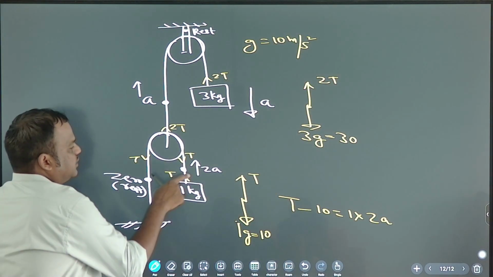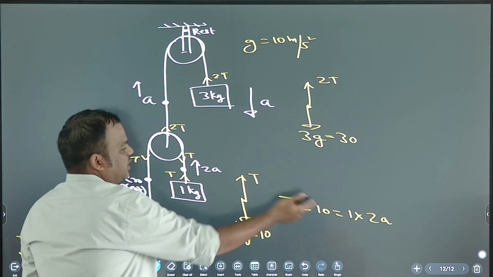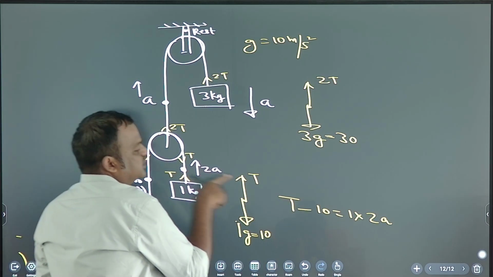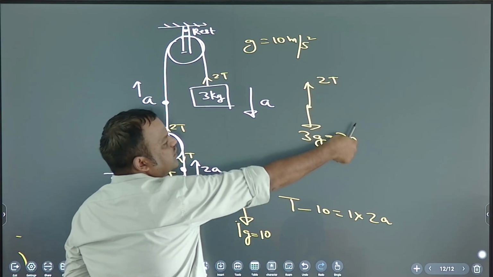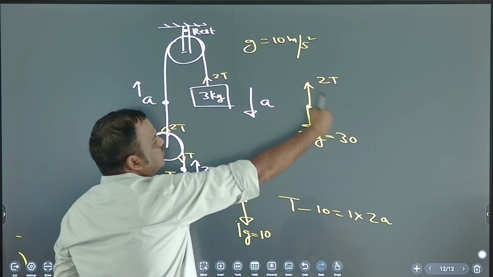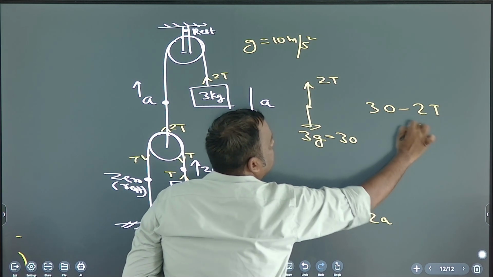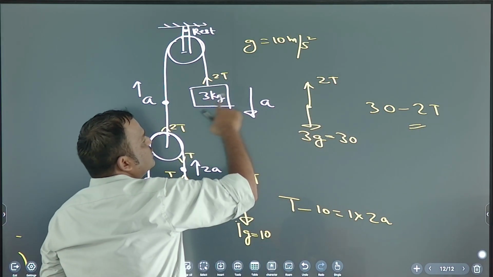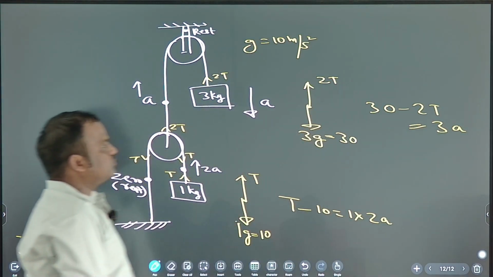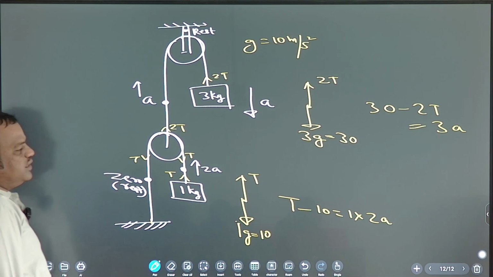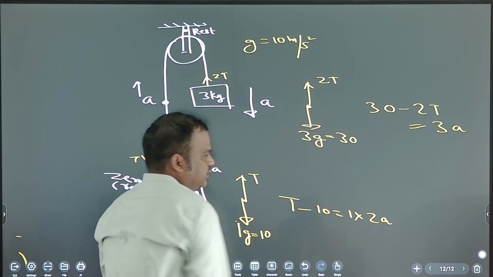Net force is mass into acceleration. So T minus mg is mass into acceleration. Mass is 1 kg, acceleration is 2A. For this, what do you write? Which is greater, 2T or 30? Acceleration is down, so 30 is greater. So 30 minus 2T is equal to mass into acceleration, so 3 into A. 30 minus 2T is 3A. And here T minus 10 is 2A.